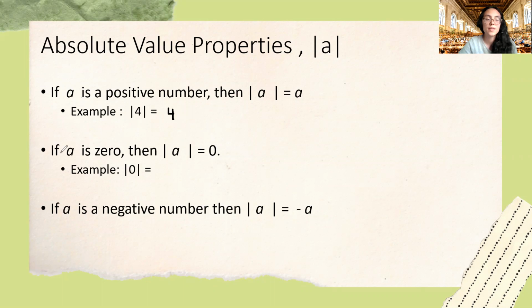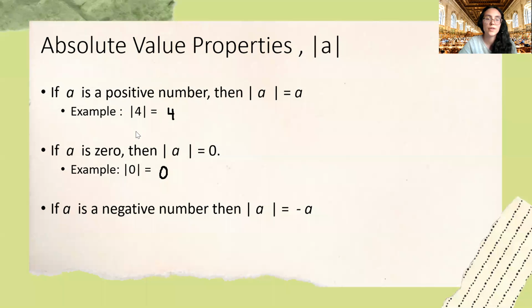Our next property is if a is 0, then the absolute value of a, which is 0, will equal 0. So here we have the absolute value of 0, and this is going to equal 0. And finally, for our last property, if a is a negative number, then the absolute value of a is going to be the opposite of a.